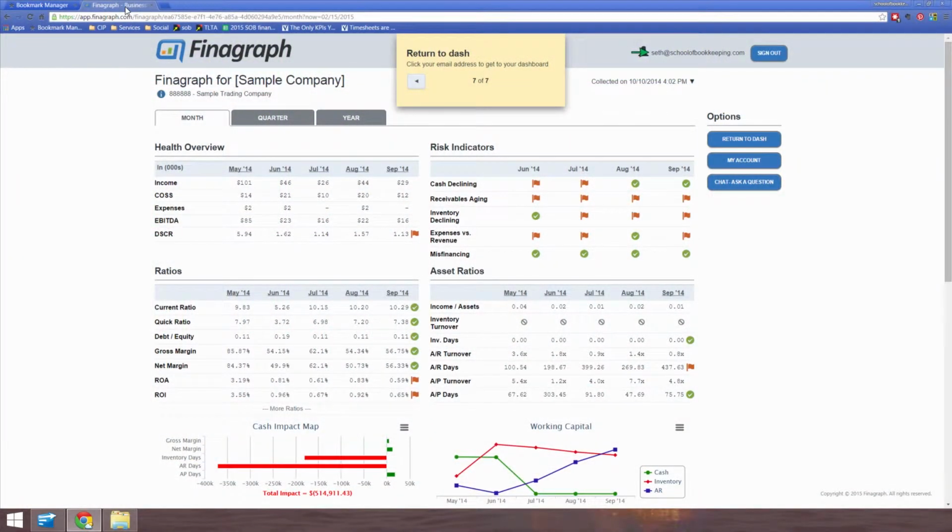So come along with me. Let's take a look and see exactly how Finagraph makes it not only easy to read our financial information, but really easy to understand what it says because of how interactive it is. Let's go see what this looks like. How to interact with your Finagraph.